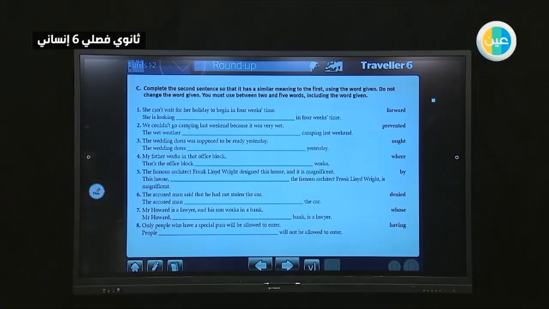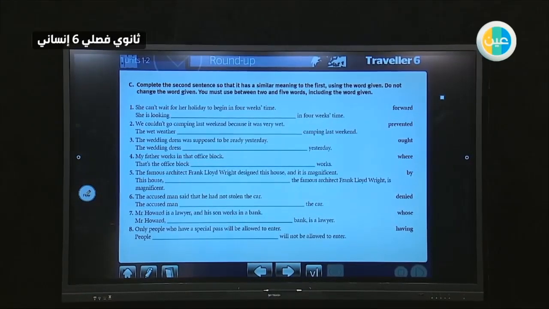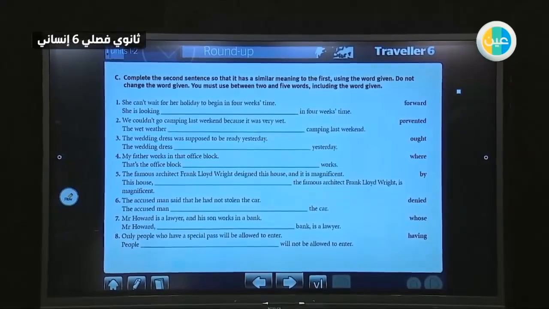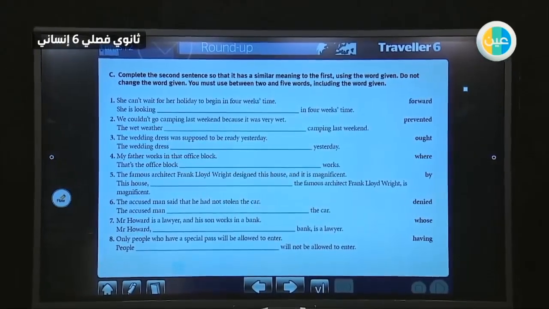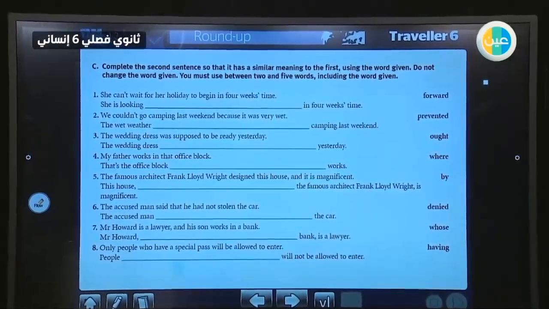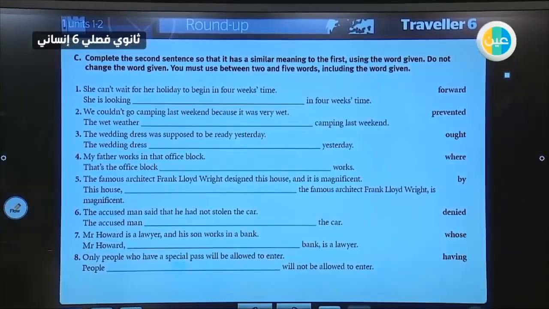In this page, we will have the first exercise, which is related to the writing lesson. In this exercise, if you notice that we will rewrite the sentences in different way. We will paraphrase the sentences. يعني سنعيد كتابة الكلمات by using the words on the right side. في الجهة اليمنى في كلمات مكتوبة، مثلا كلمة prevent, forward, ought, were, by, denied, whose, and having. بنحاول نستعمل الكلمات هذه بأفضل طريقة ممكنة بحيث أنه نعيد كتابة الجملة بشكل كامل.